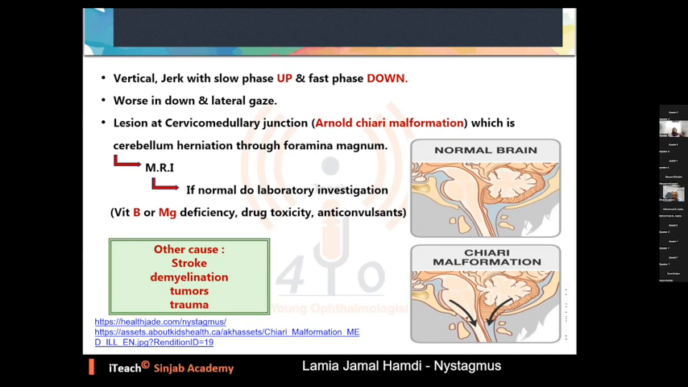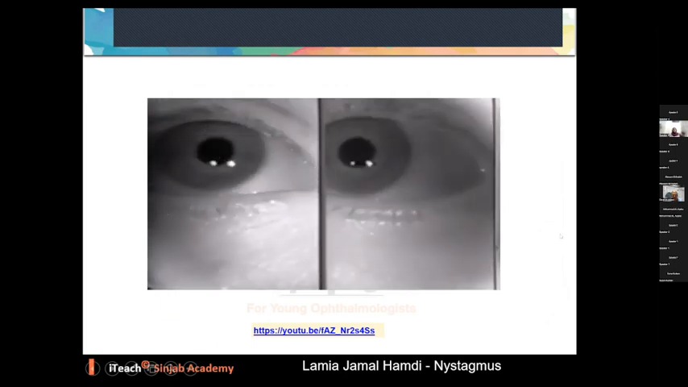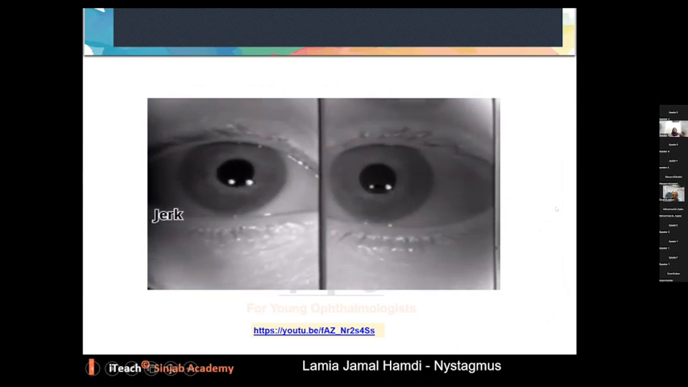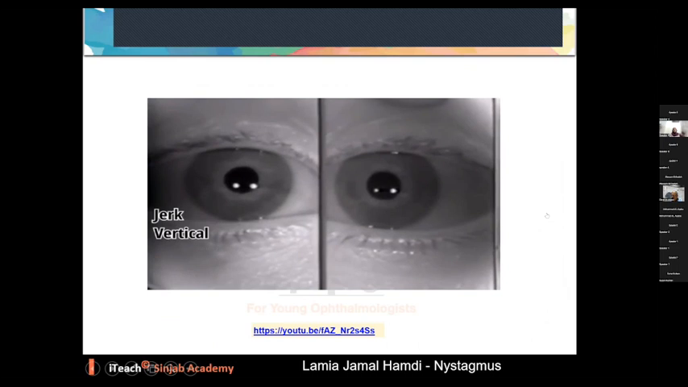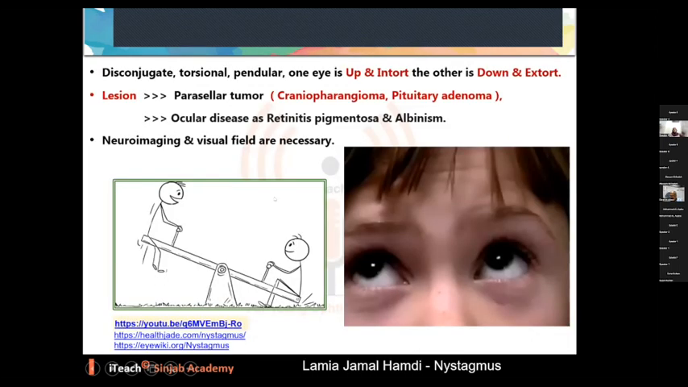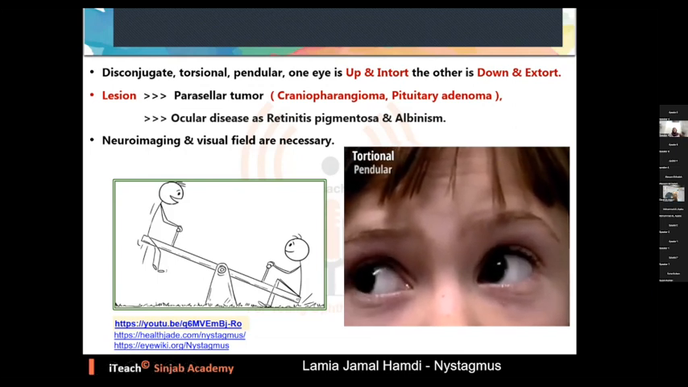This video shows the downbeat nystagmus. It is conjugate, vertical. The slow phase is up while the fast corrected phase is down, similar to its name. The last type is the seesaw nystagmus. It's similar to the action of the seesaw in a playground. As shown in this video, it is disconjugate, torsional, pendular. One eye is up and intorted, the other eye is down and extorted.